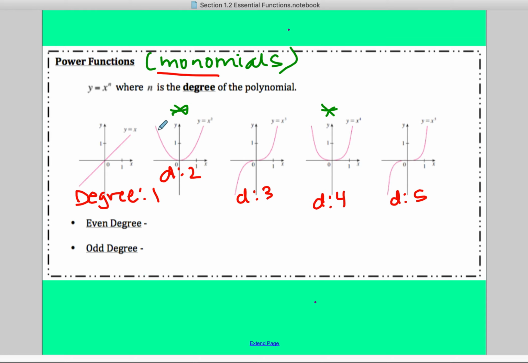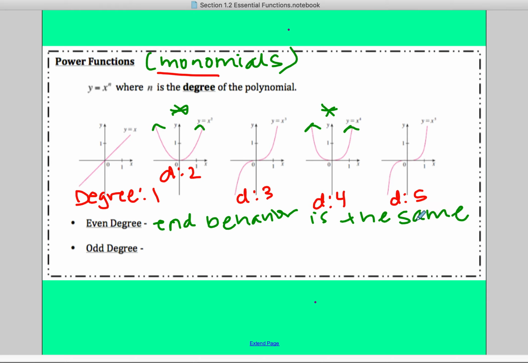They both have end behavior, or the way the graph ends, going the same direction. If I go ahead and look, they both have arrows going up. If they were a negative x squared or a negative x to the fourth, they would be going downward. So if you have even degree polynomials, just remember that the end behavior is the same. They both go up or they both go down.